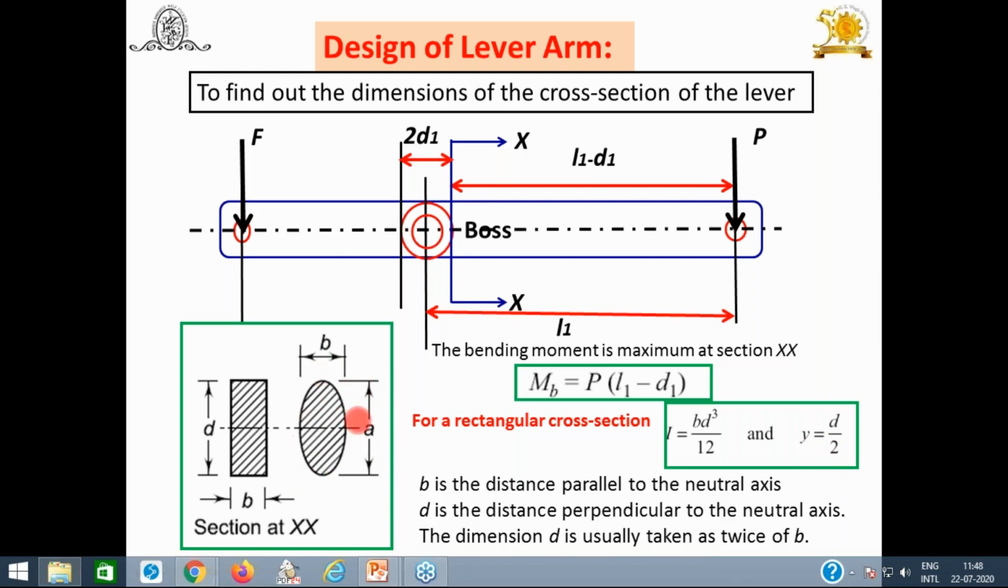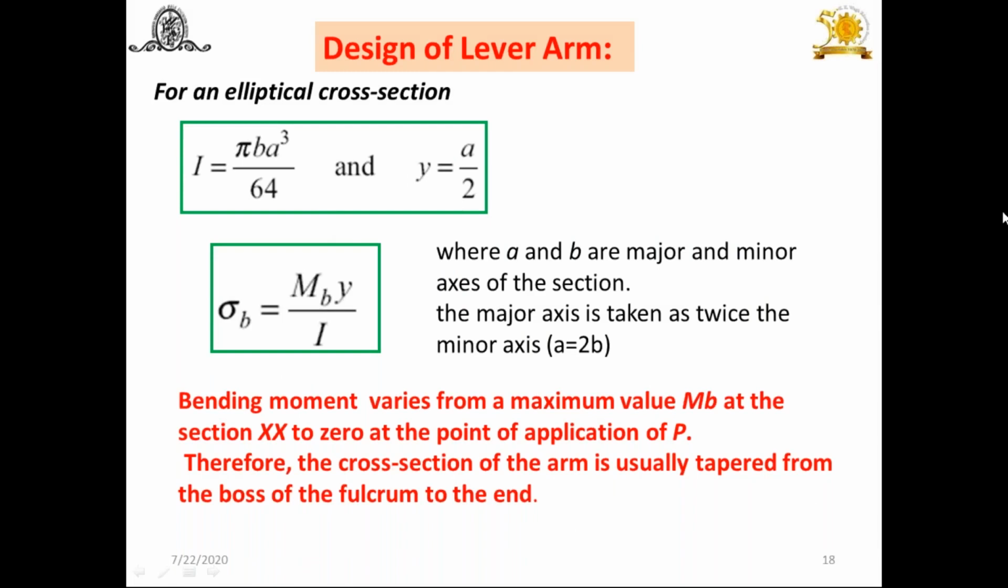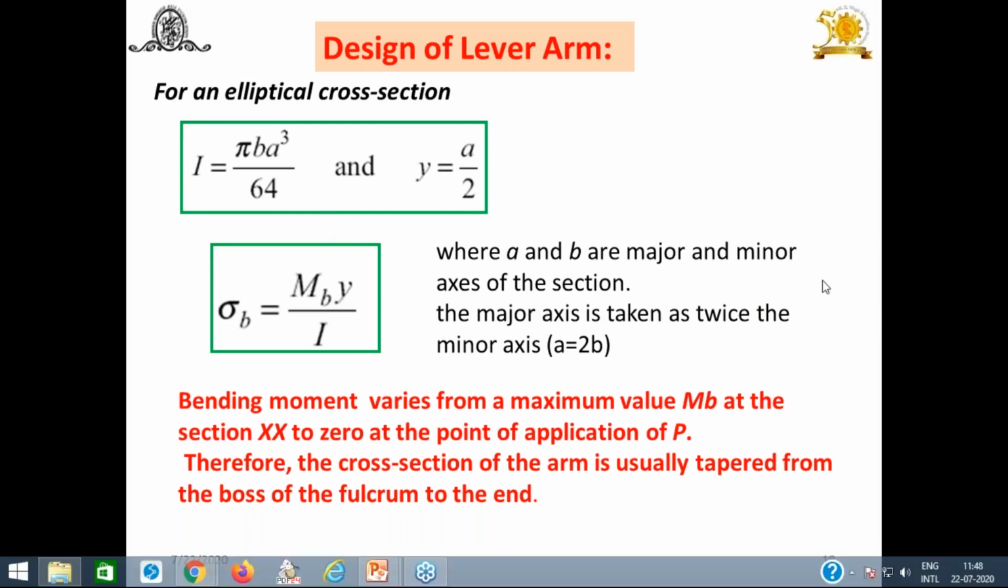Look at another section, the elliptical cross section. A is the major axis and B is the minor axis. Generally, the major axis is taken as two times the minor axis. The equation is again sigma B is equal to MB y by I, and MB is from the equation I have already discussed on the earlier slide. For the elliptical section, I is equal to pi b a cube by 64, and y is equal to a by 2. A is the major axis, b is the minor axis, and generally the major axis is taken twice the minor axis. You are aware of that.